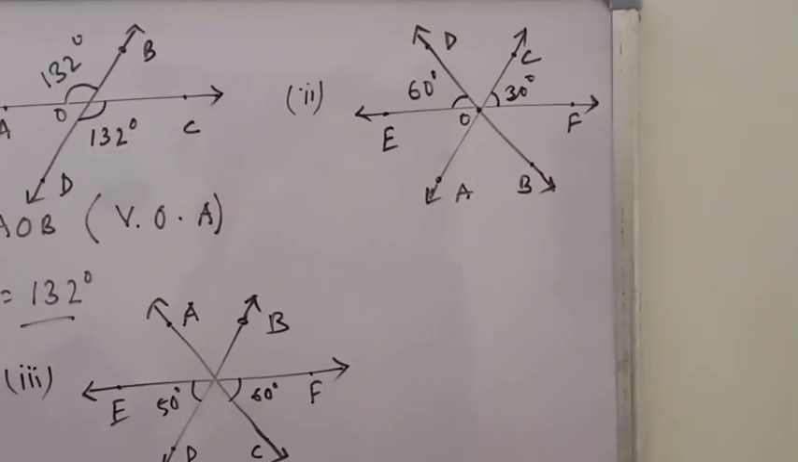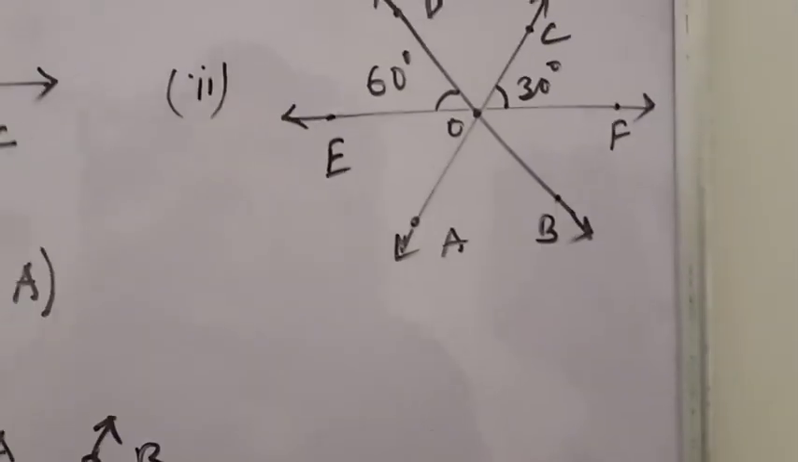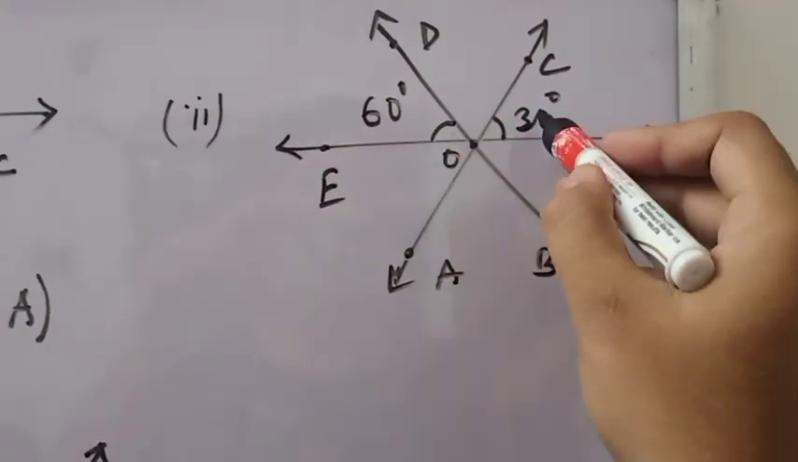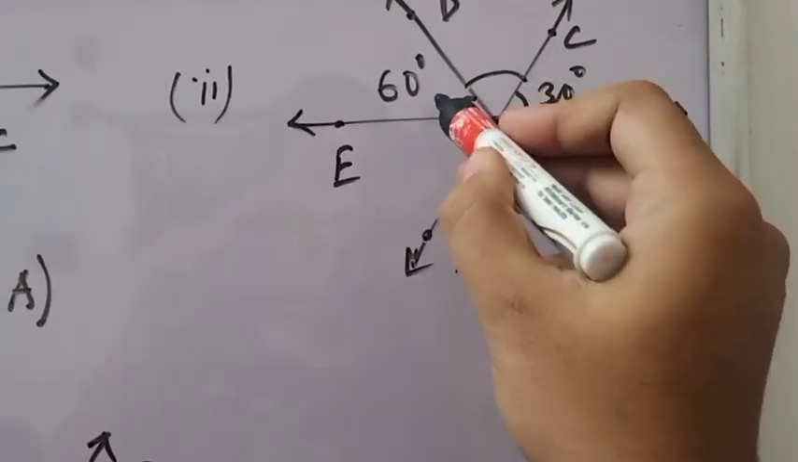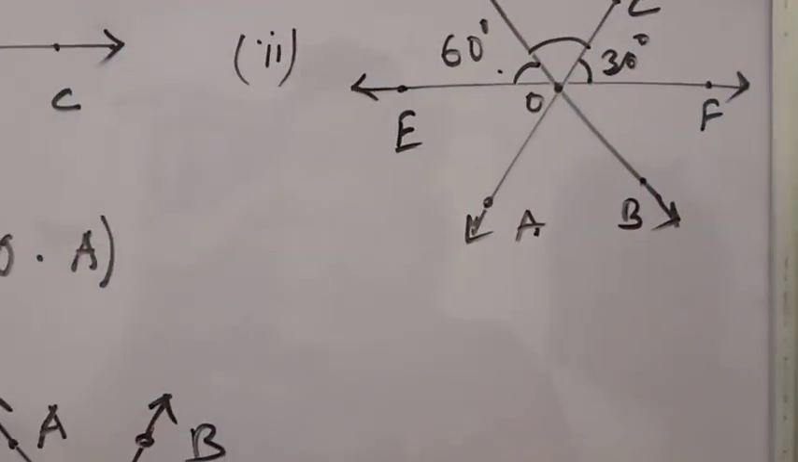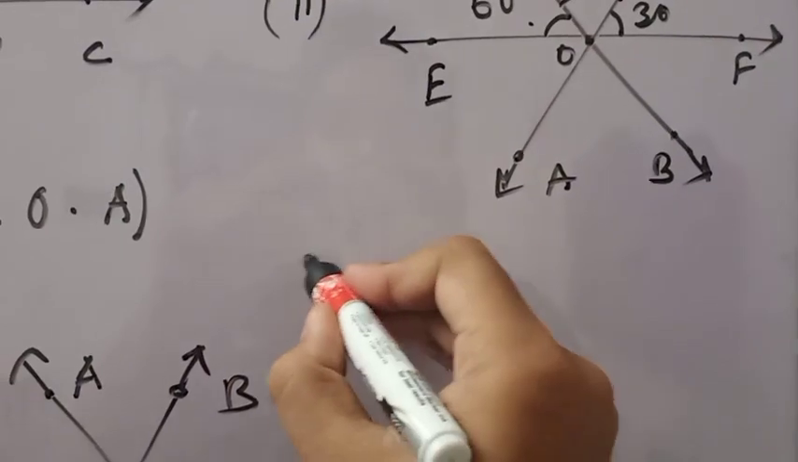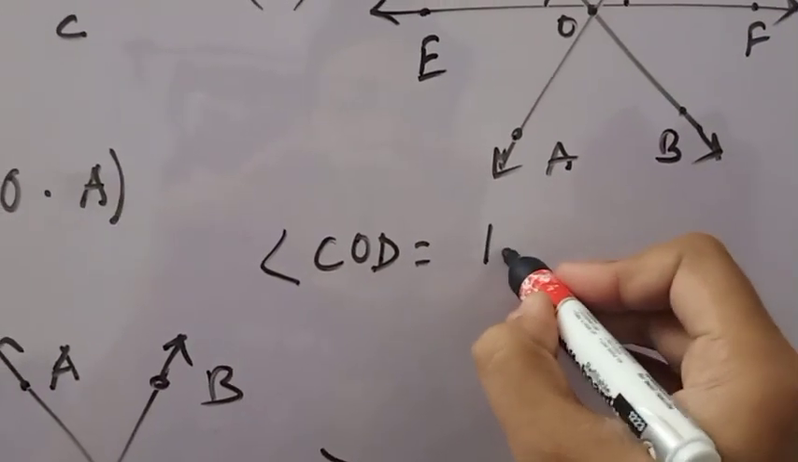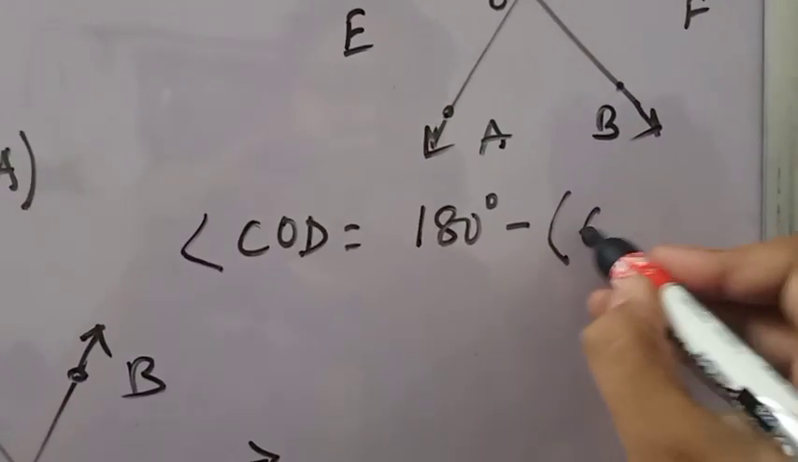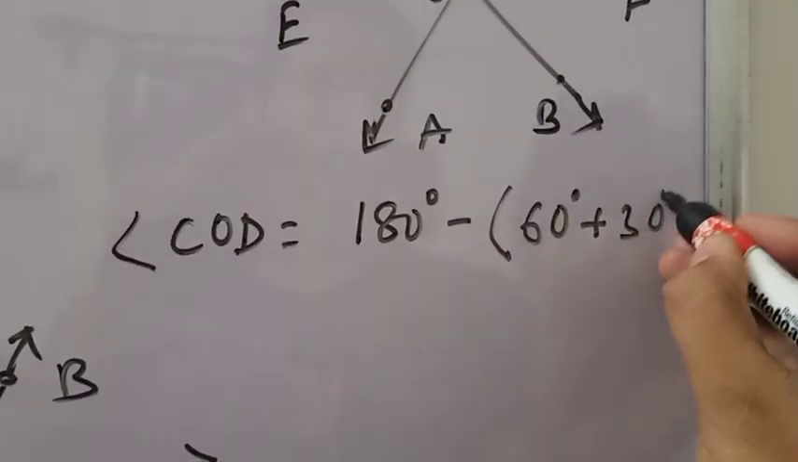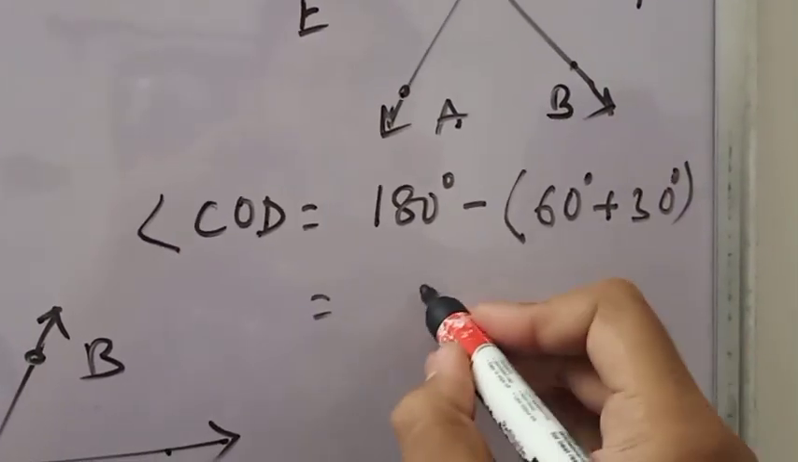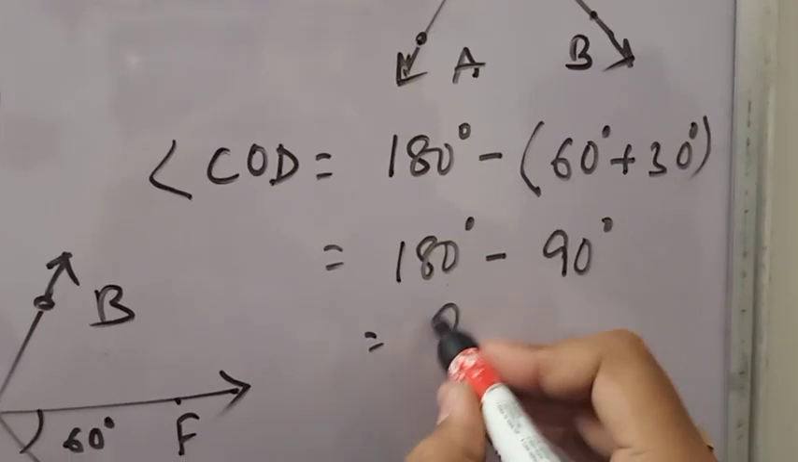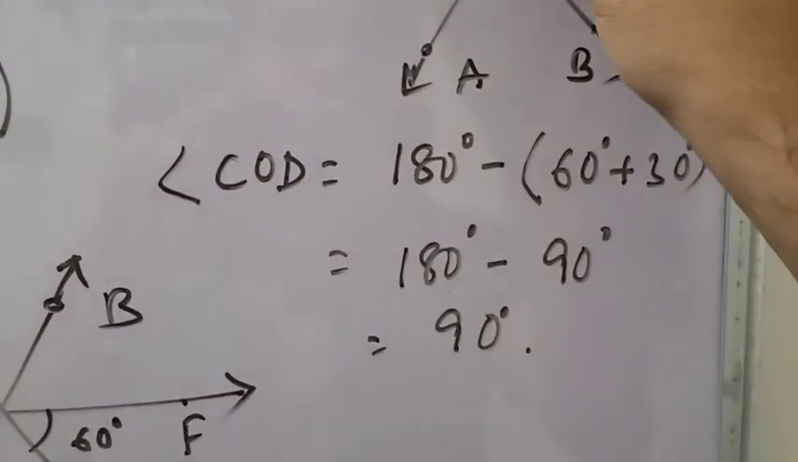Next one, see that firstly you have to take, this is linear pair. Two angles are given, then this angle equals to 180 subtract this plus this. So angle COD equals to 180 degree minus 60 degree plus 30 degree. That means 180 degree minus 90 degree. That means 90 degree. So COD equals to 90 degree.